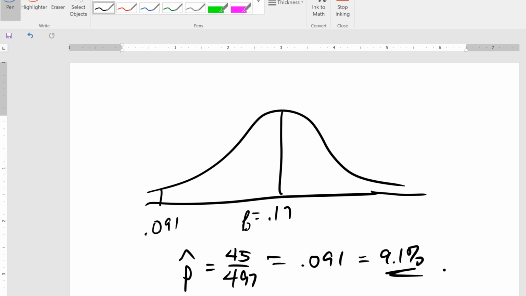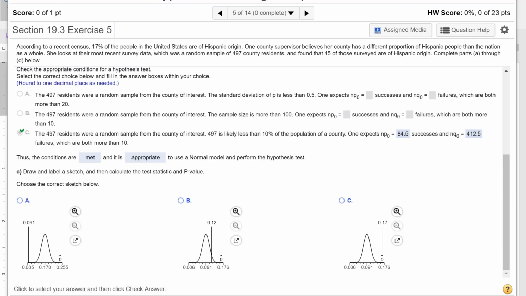Okay, so it's definitely less than that. The question for us is, what's the statistical likelihood of me getting a sample of 0.091 if indeed my population in my county really is 0.17? And I'm going to let StatCrunch figure this out. Before I do that, let me pick the right one.